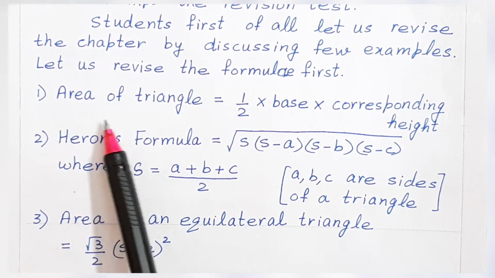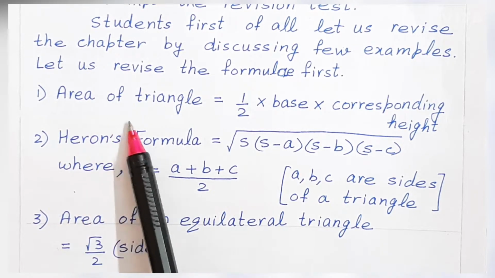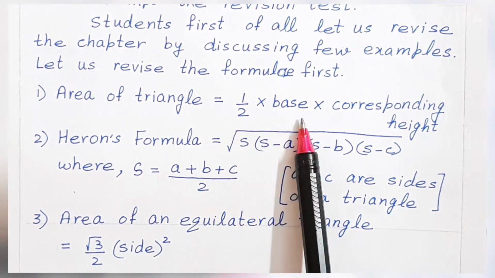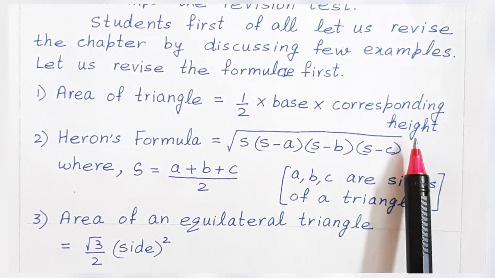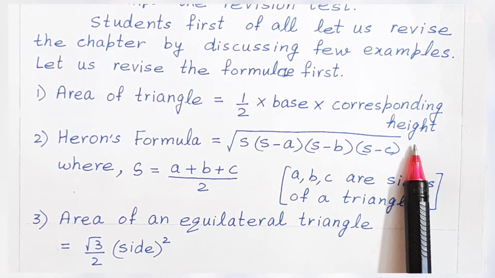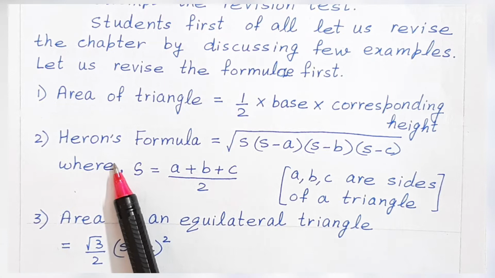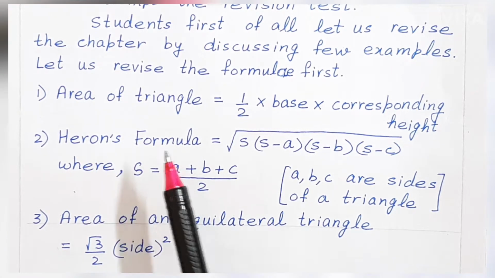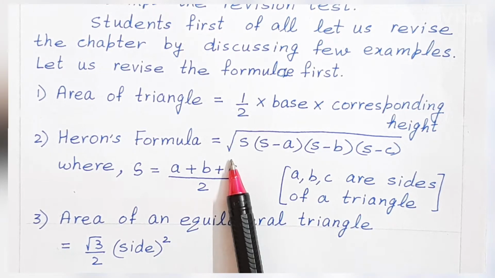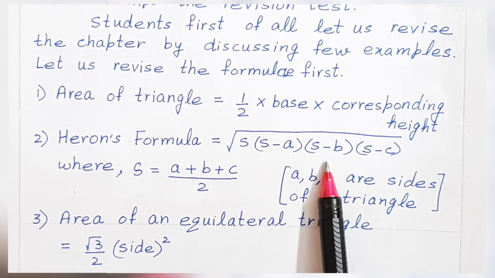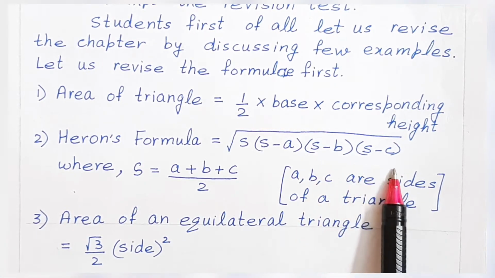So the first one is area of triangle is equal to half into base into corresponding height. Clear? And the second formula, the most important formula here in this chapter is Heron's formula. That is under root S, S minus A, S minus B and S minus C.